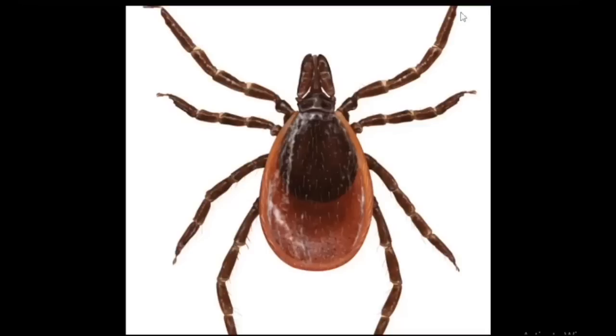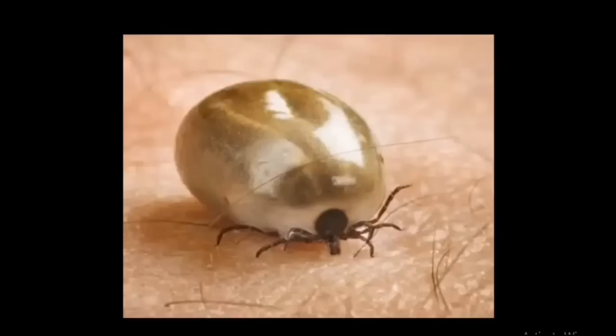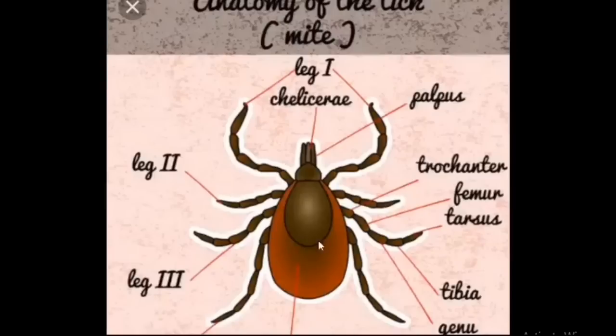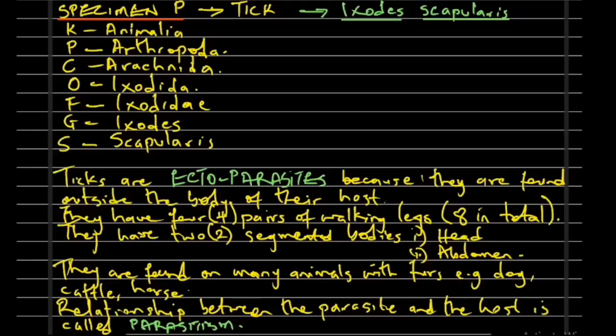It has 4 pairs of working legs. The legs are jointed. You can see them here, all of the jointed parts that make up the legs. So that is the Ixodes scapularis. You can see how it looks here as well. Basically, this is a labeled diagram of that particular tick that we have just talked about. You can see the first legs, then the second leg, then we have the third and the fourth. So that is the pairs of legs that we have for this particular organism.